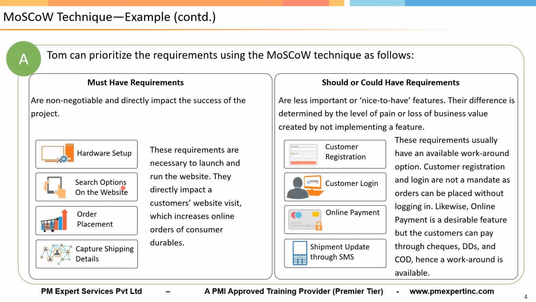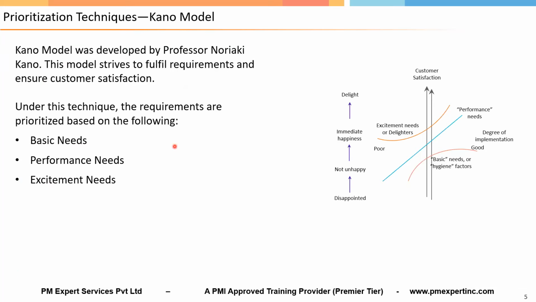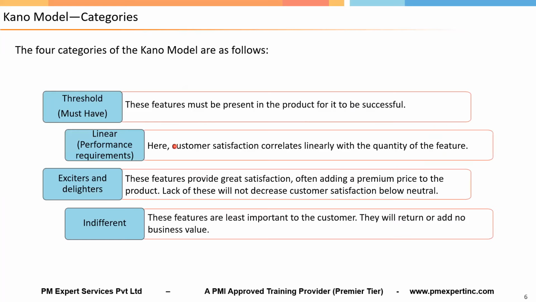Yes. Now, just like Moscow, there is another technique that can be used to categorize requirements, which is the KANO model, right? This model was developed by Professor Noriaki Kano. And primarily this KANO model categorizes requirements in terms of basic needs, performance needs, and excitement needs, right?